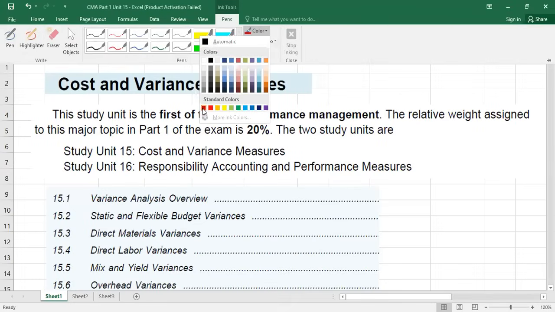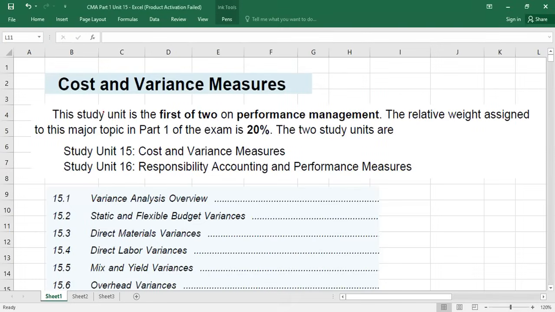Hello everyone. Today we are going to discuss cost and variance analysis. Actually, our topic for today's class is variance analysis.